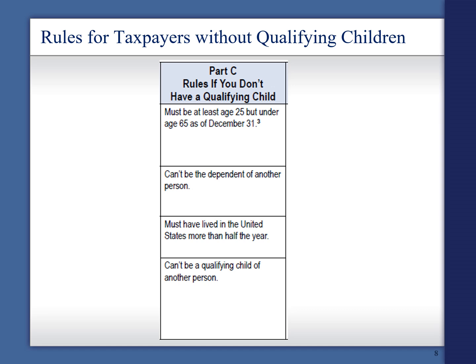The taxpayer cannot be a dependent of another person. The taxpayer must have lived in the United States for more than half the year. The taxpayer cannot be the qualifying child of another person. For most of our taxpayers, only the age limits for those without a qualifying child will be of concern.